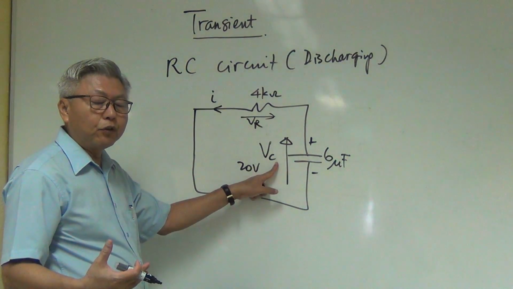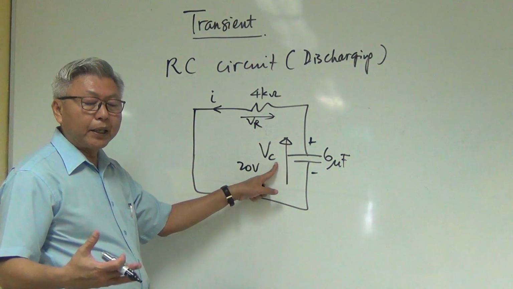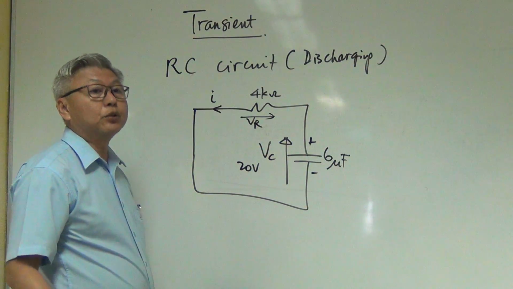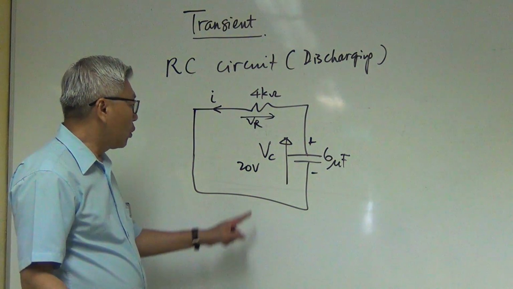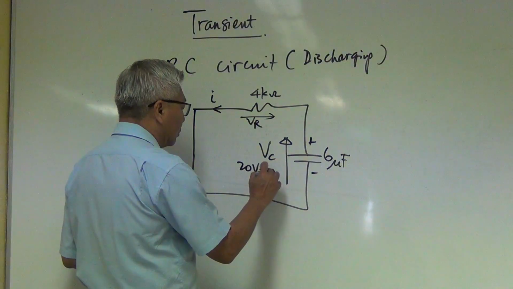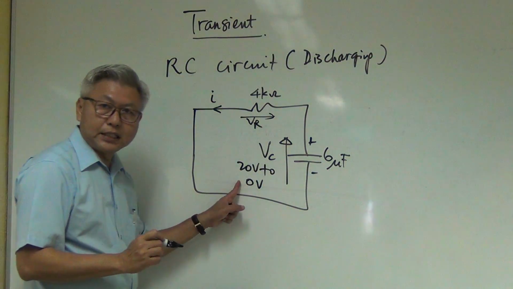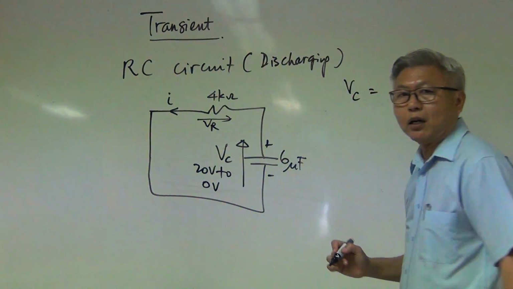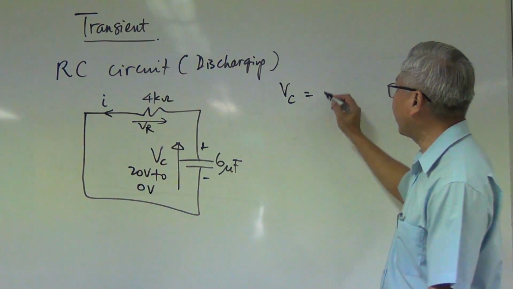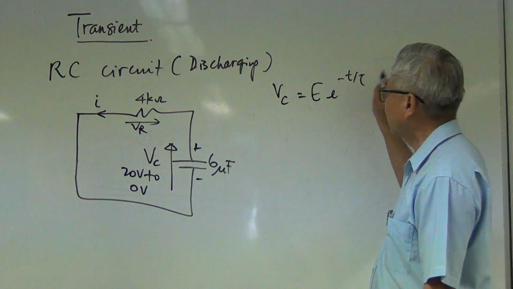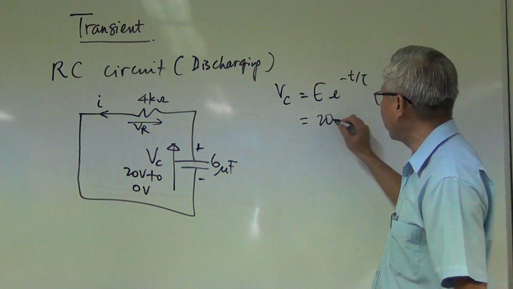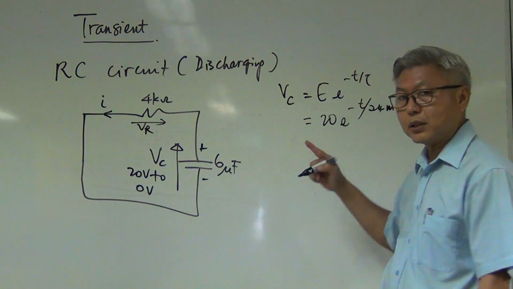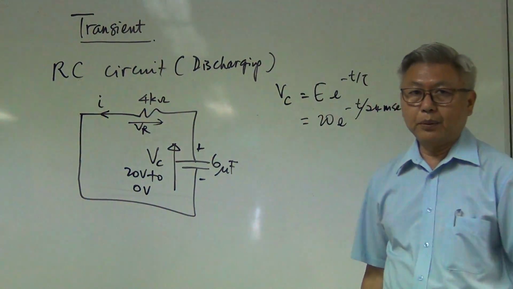So let's talk about it: if you start with 20 volts, just like your handphone, which is fully charged and is used throughout the day, would the voltage drop eventually become 0 volts? It will, right? And then you charge it again at night. So here it is 20 volts to 0 volts. So VC is decreasing. When VC is decreasing, is your function with bracket or without bracket? Of course it's without bracket. So in my example here it will be 20 e to the minus t over 24 millisecond, where my time constant, R times C, is 24 millisecond.